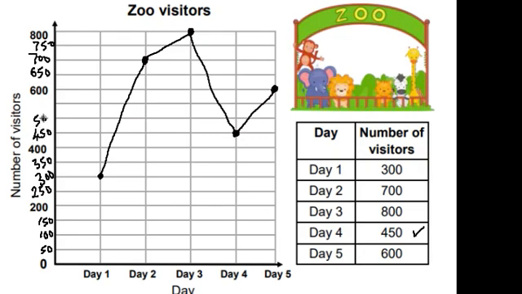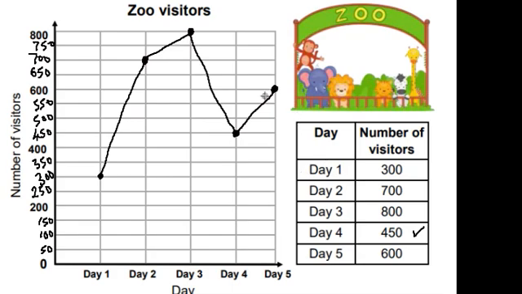450, 500, 550. So how many less visitors were there on day 1 than day 4? Day 4 you have 450, day 1 you have 300. How many less visitors? Same thing, 450 minus 300. We had 150 less visitors on day 1 than day 4.